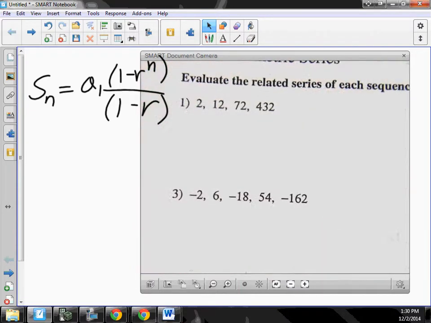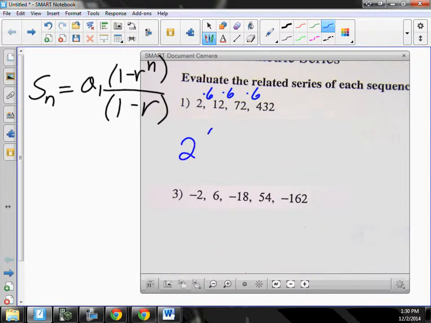So for number 1, do I know the first term? Yes. Do I know the common ratio? Well, if I look here, times 6, times 6, times 6. So my first term is 2 times 1 minus 6. How many terms are there? 4 terms, over 1 minus 6.